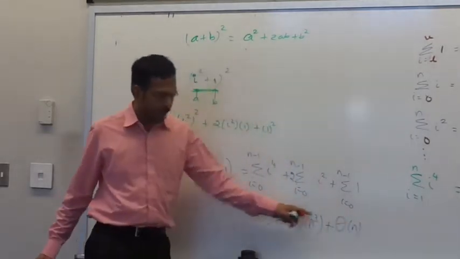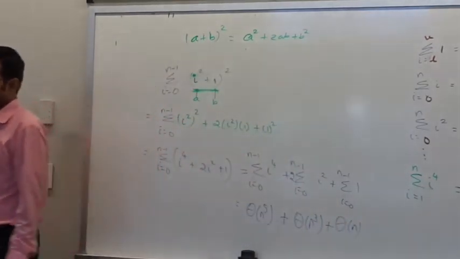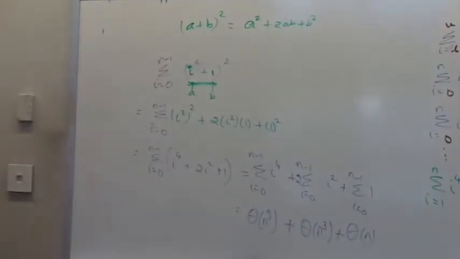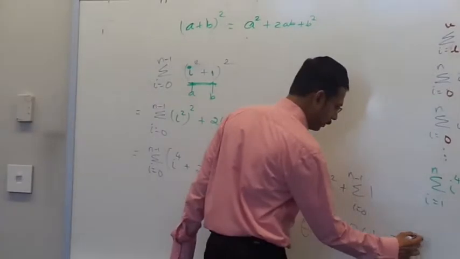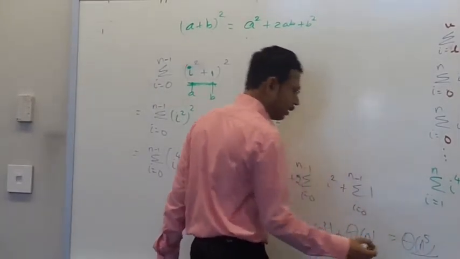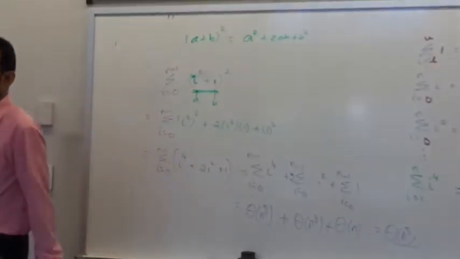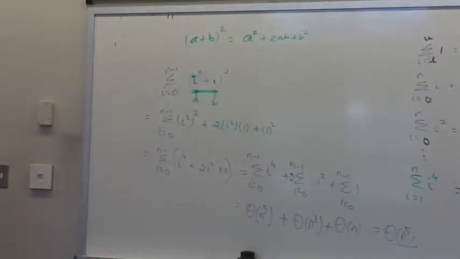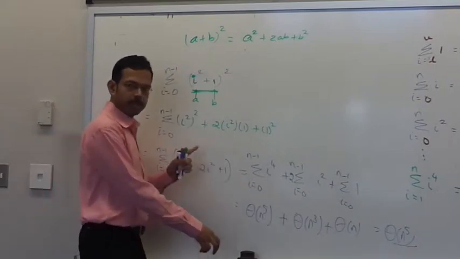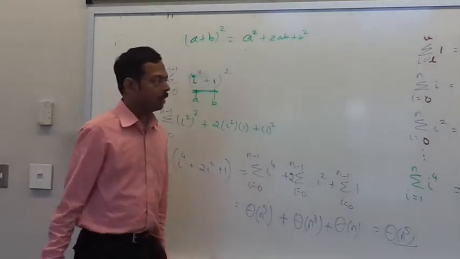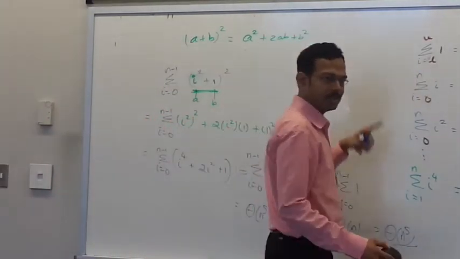So we have n to the 5, n cubed, and n. So that should be equal to n to the power 5, because that's the most dominating of the 3. Right? Okay? Clear? Any question? So you have taken all the formulas? Okay.